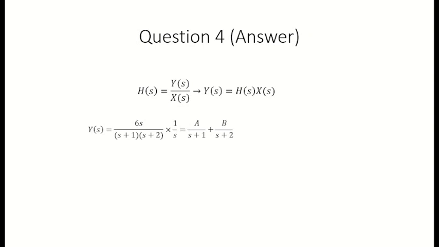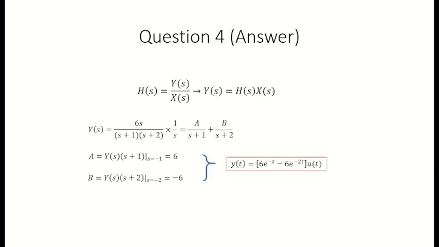From this point forward, you can use any method that was already discussed in the previous question. You can use algebraic, you can use the residue method. I personally like the residue method. So I found A to be 6 and B to be minus 6. Then you rewrite the equation, plug in A and B and use the Laplace transform table to find y of t.